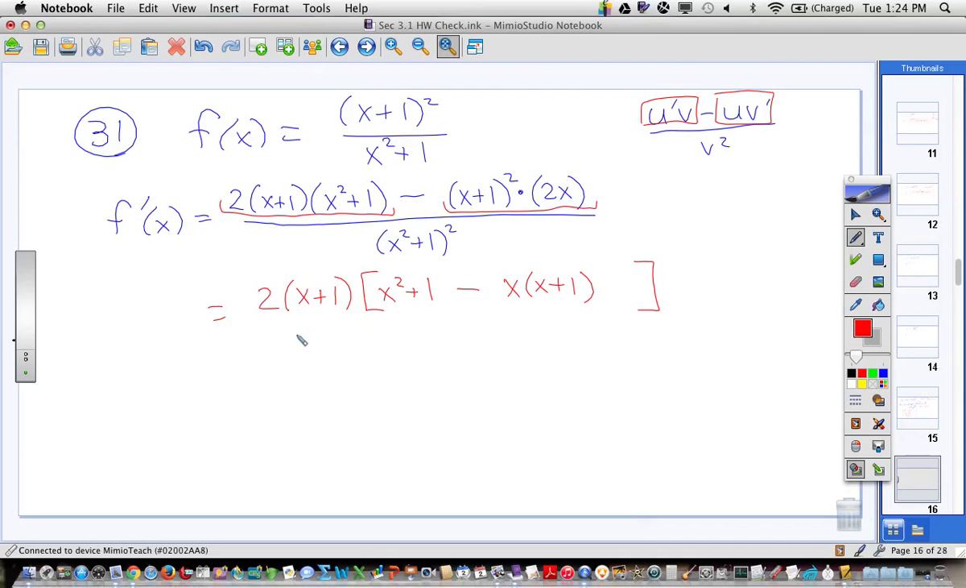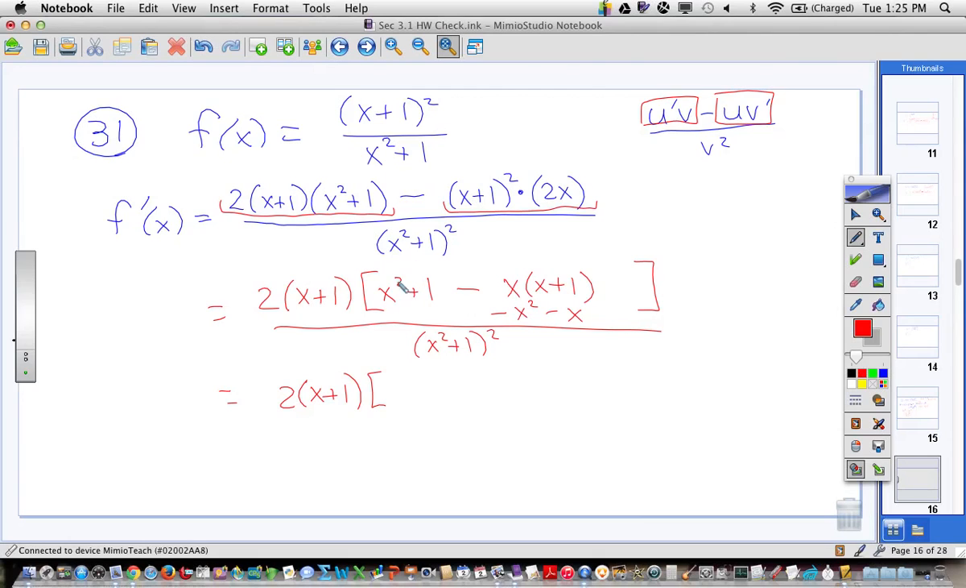Now that's going to be, well, let's just rewrite. And then don't forget we got the whole bottom square. All right, now that's going to be something kind of nice, I think. I'm going to have this factored out. And then in my brackets, this is going to be what? Minus x squared minus x, right? When I distribute that negative x through there.